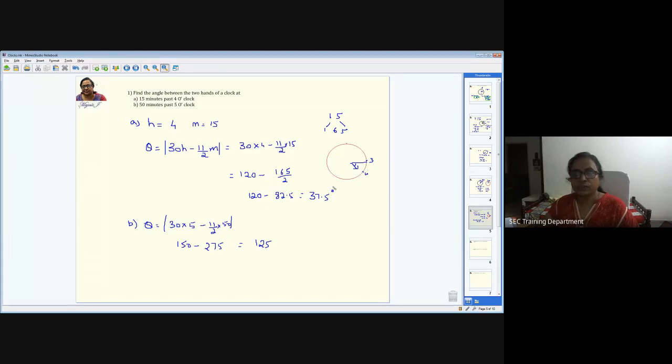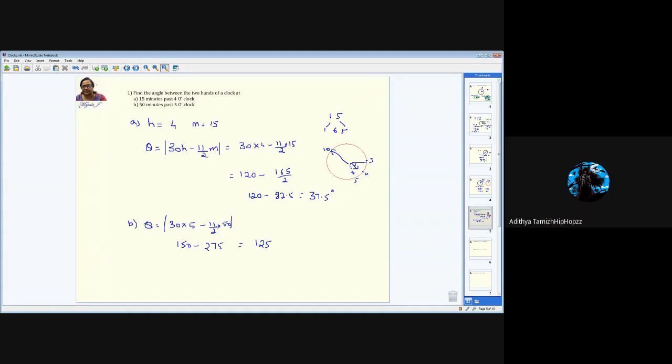So when you go for it, what's the time given there? 5:50. 5:50 means you know that your 5 is going to be here, that is your hour hand, and the minute hand is going to be at 10. So here the minute hand is leading, so it has to be 11 by 2 M minus 30 H. That's why I just said it's a modulus. If we are getting a negative answer, always make it positive. Okay, go for the next one.